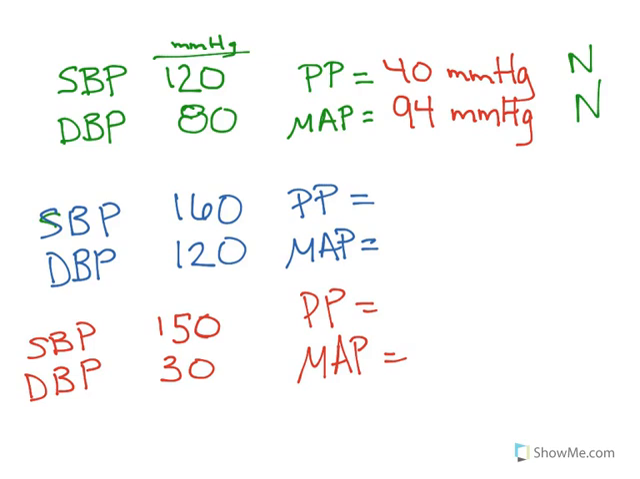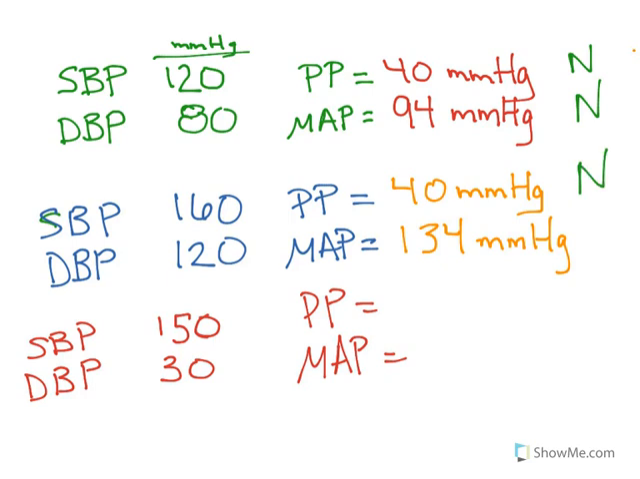Second scenario, we have 160/120. So we notice systolic and diastolic blood pressures are both going up. Pulse pressure, 160 minus 120, is 40 millimeters of mercury. It's the same as we had previously, same pulse pressure. But if I calculate their mean arterial pressure, a third of 40, figure that out, then add it to 120, if I do that correctly, I get 134 millimeters of mercury. The pulse pressure is normal, but the mean arterial pressure is high. Okay?